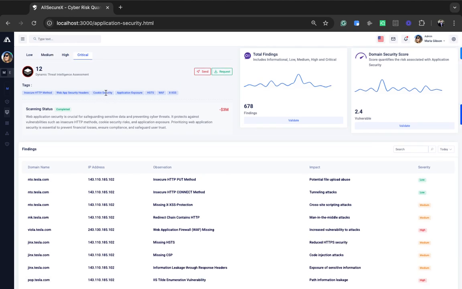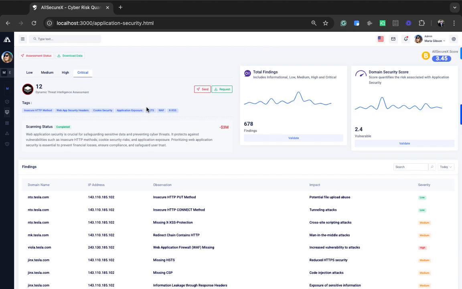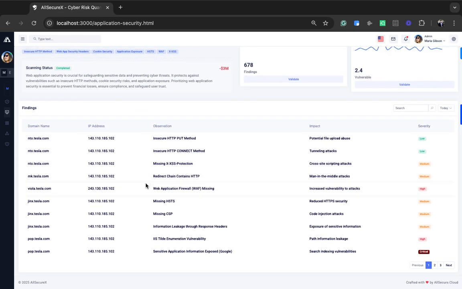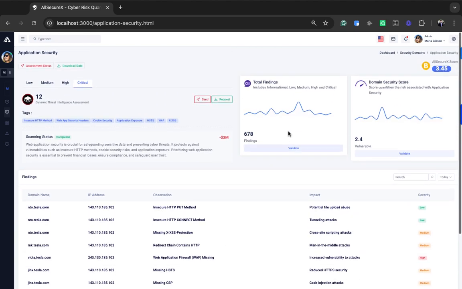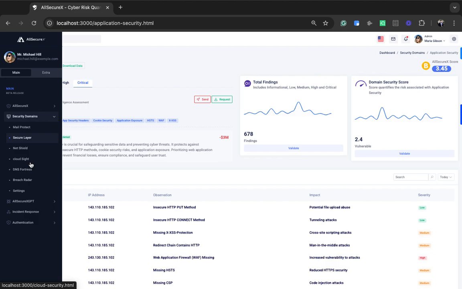For example, in application security, you can see how many low, medium, high, and critical findings there are. We have compromised cookie security, compromised application exposure, HSTS findings, and depending upon the number of findings we have a table. We have total findings, the domain security score, and the AllSecureX score, which talks about the overall security rating of an organization. Similarly, we have all the different segments for the modules that you have integrated in your platform.